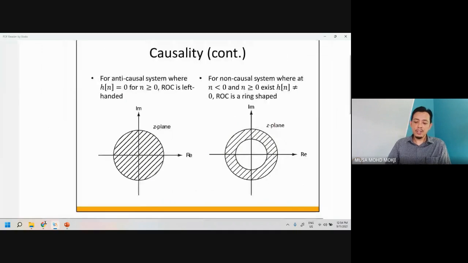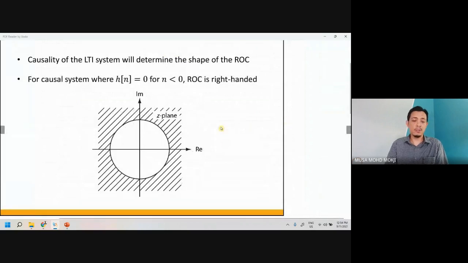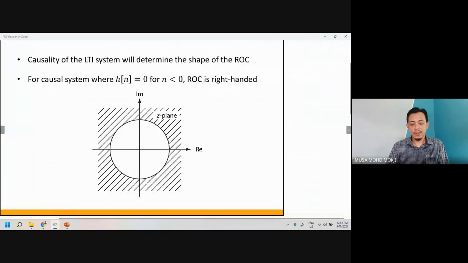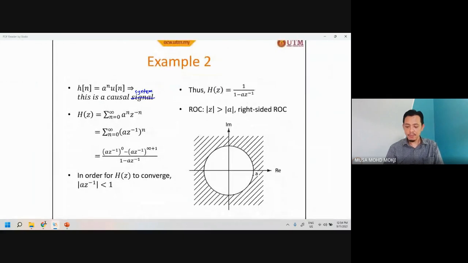Okay, so which one is causal? This is the only shape which will give you a causal system. So this is a causal system, not this one and not this one. This is not causal, this is not causal. Only if you get this shape of ROC is it a causal system. Okay, so it's not that difficult, because we only have three shapes. Whatever you do when you compute H(z), you will get one of these.